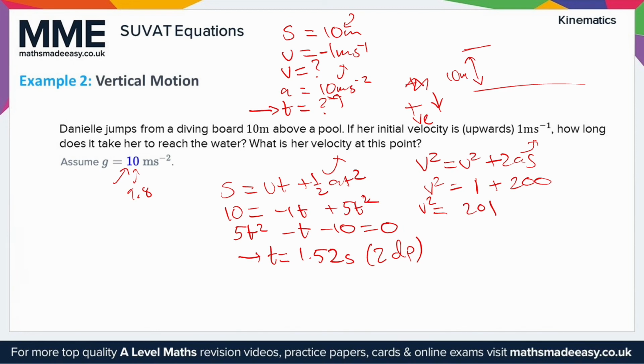Then we'd have to square root that because we want just v. So v equals 201 square rooted, and that will give you 14.18 meters per second. And again, there'll be 2 roots of this. We're not going to take the negative one because remember, at first we took downwards as positive. So if we took the negative one, that implies she's going upwards. Well, if she's hitting the water, she's definitely not going upwards. So we'll take the positive value there. So 14.18 meters per second. And again, that's rounded to 2 decimal places.